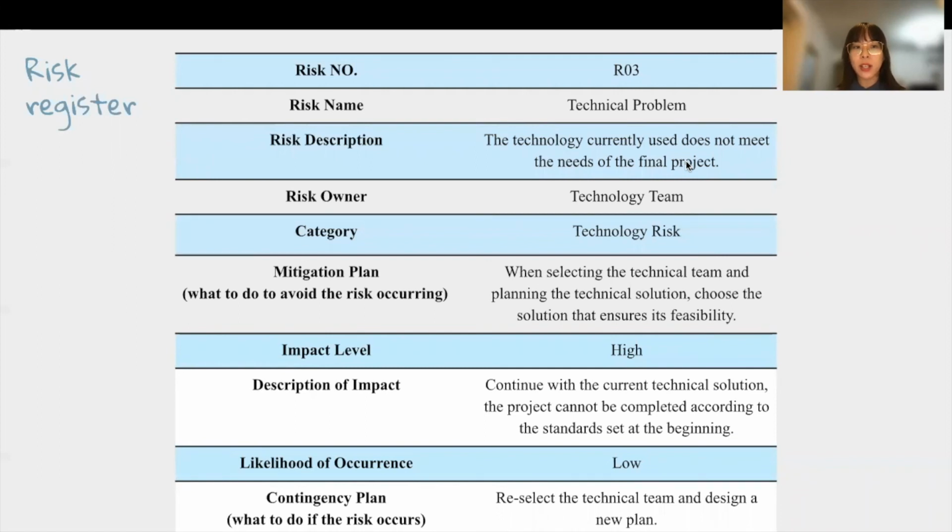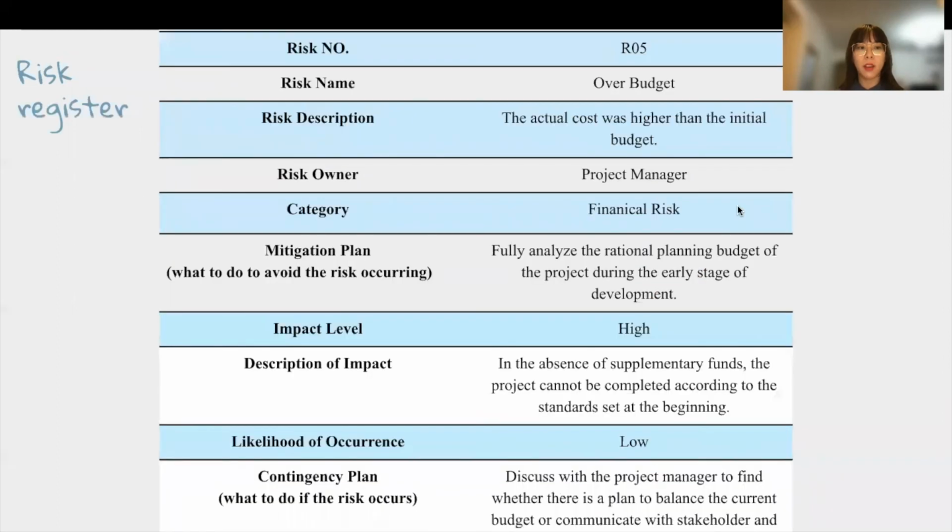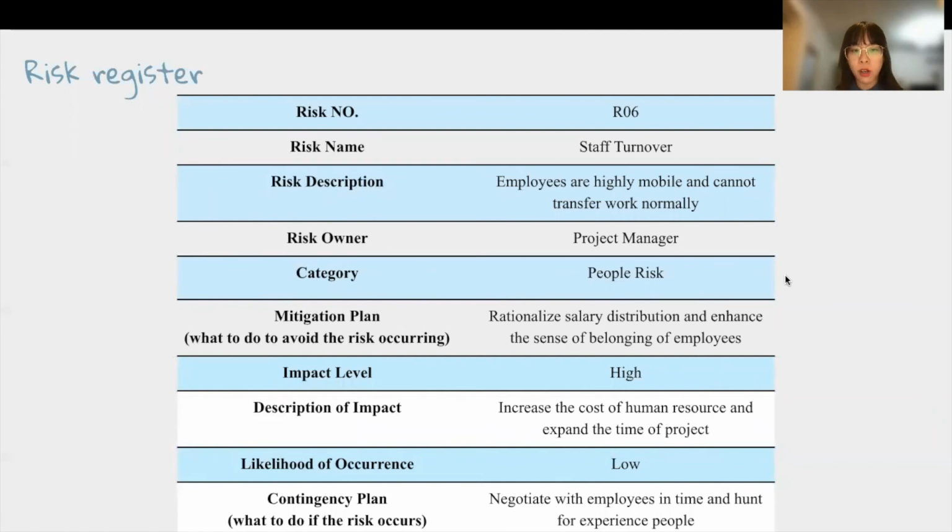Risk 3 is the situation that the technology currently used does not meet the need of the final project. Our mitigation plan is that when selecting the technical team and planning the technical solution, we choose the solution that ensures it's feasible. Risk 4 is overrun schedules. Our mitigation plan is to fully analyze the regional planning timetable of the project during the early stage of development. Risk 5 is over budget. The mitigation plan is to fully analyze the regional planning budget of the project during the early stage of development. And risk 6 is staff turnover. The mitigation plan is to regionalize salary distribution and enhance the sense of belonging of employees.